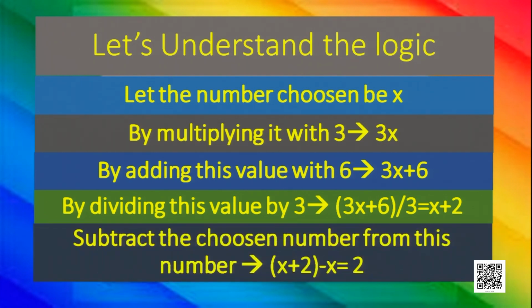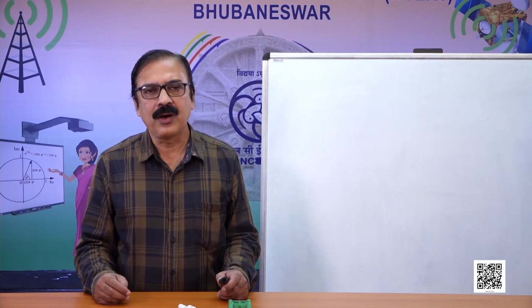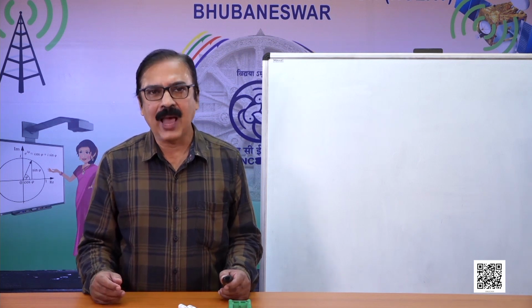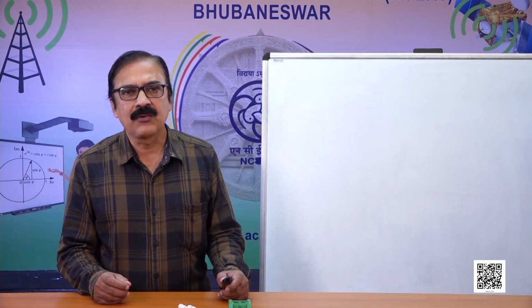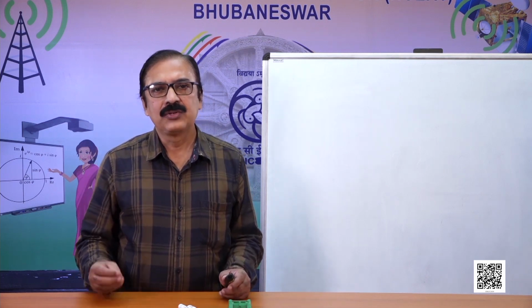Now we have to subtract the chosen number. The chosen number was x, so subtract this x from x plus 2. Then what remains? That is 2. Okay, this is not only true for the numbers between 1 to 9. Just for easy calculation, I asked you to choose from 1 to 9. You can choose any number in place of x. The result will be 2.